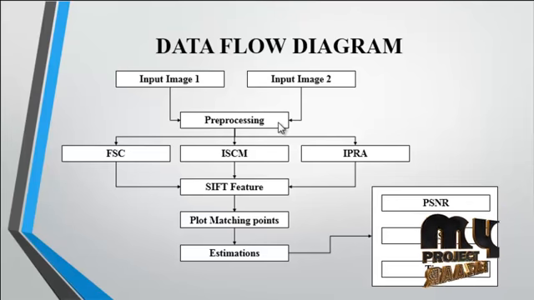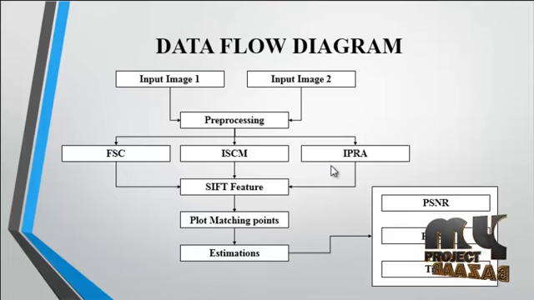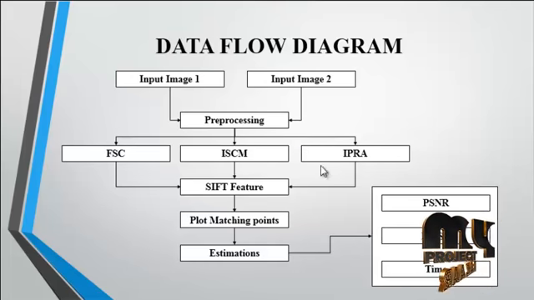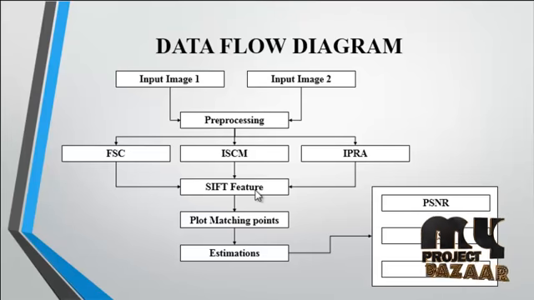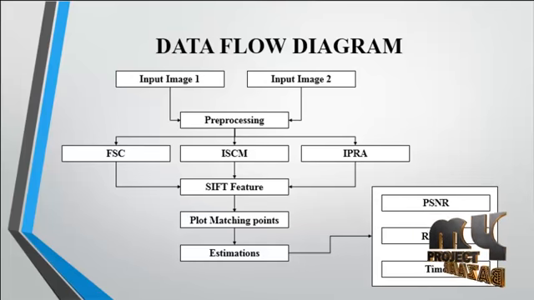Pre-processing is the process of removing the noise from the image, that is nothing but the filtering process. After the pre-processing, the FSC, ISCM and IPRA are the three modules which are majorly considered for the point matching algorithm. After these three modules execute, the SIFT feature is extracted from the images. These are the values which come out from the SIFT feature. The feature is nothing but a collection of the data.